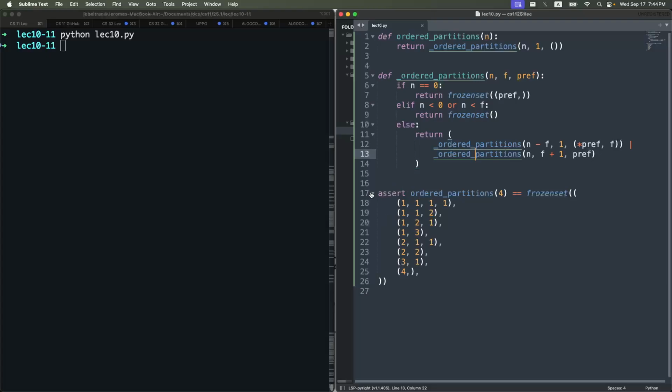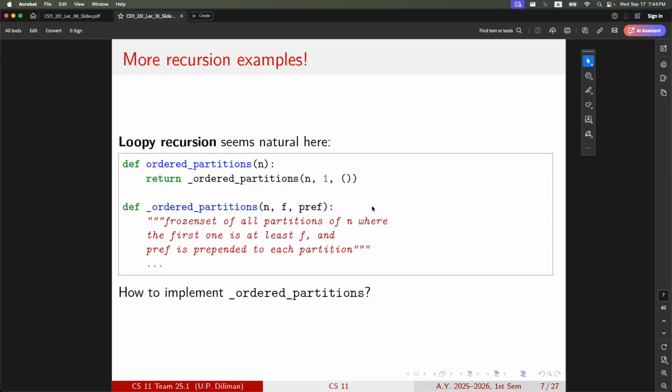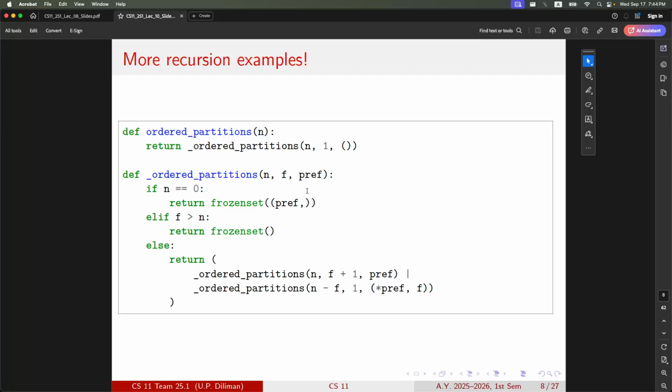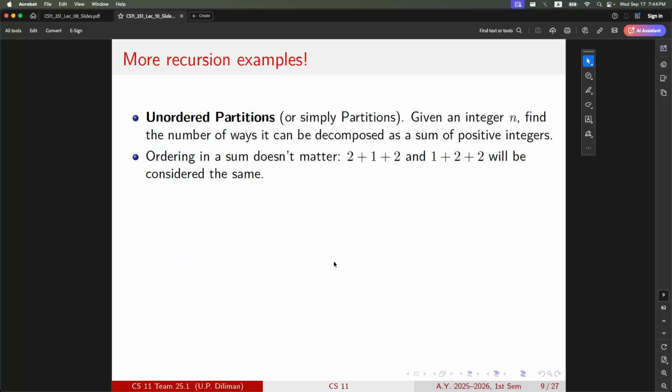Okay, let's go to the next problem. So here's how you implement that. Okay. Next, we have unordered partitions this time, where the order of the sum does not matter. For this one, you only want to count the number of ways instead of enumerating all the unordered partitions. So given an integer n, find the number of ways it can be decomposed as a sum of positive integers.